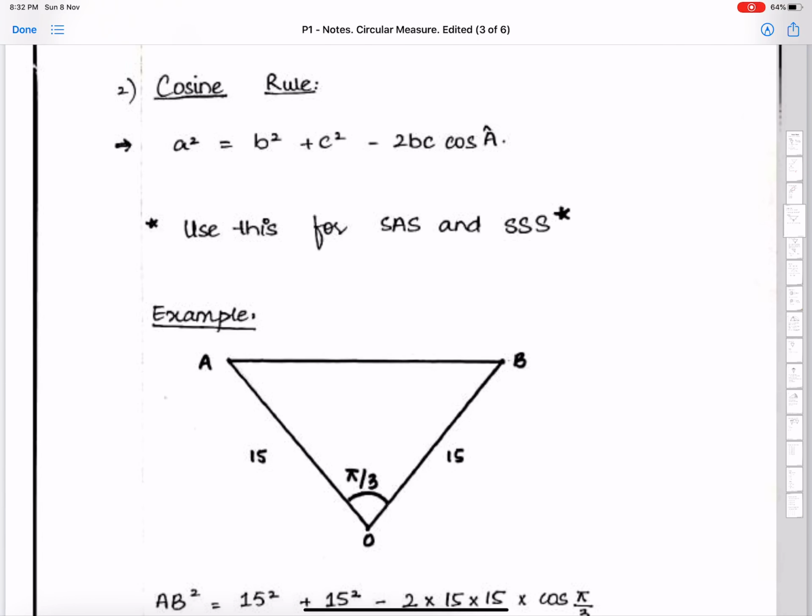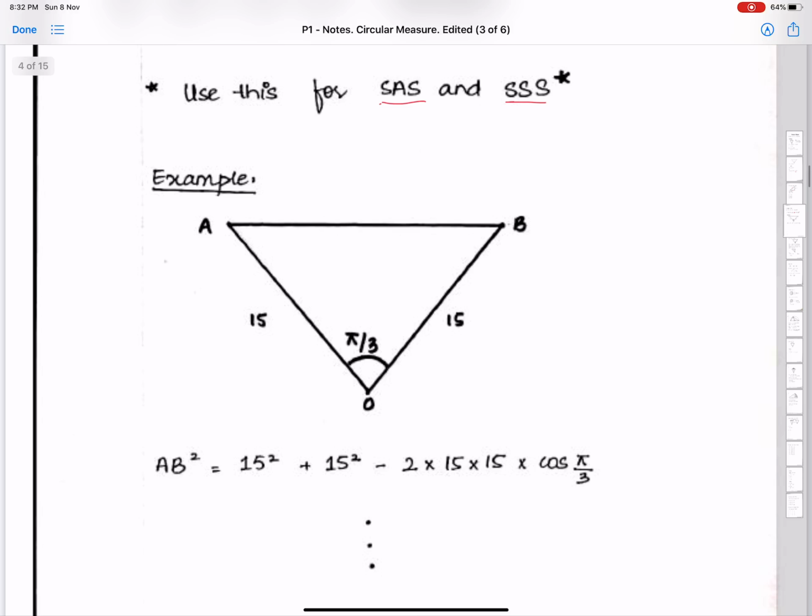Cosine rule. Now we use this rule for two types of triangles: side angle side triangle and side side side triangle. Normally in circular measure we find side angle side triangle. So this is the side angle side triangle because there are two known sides and their common angle. So in order to get this length, we can use cosine rule.